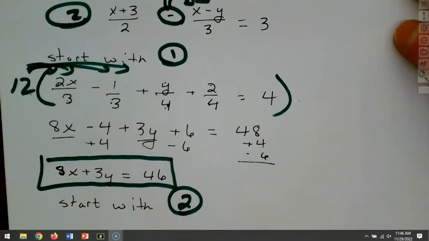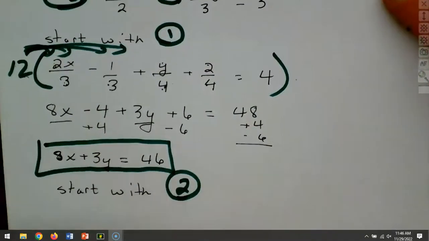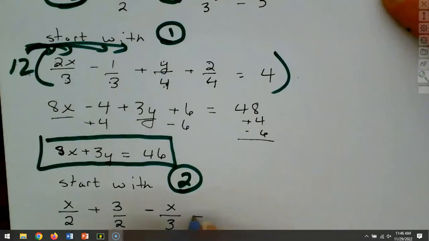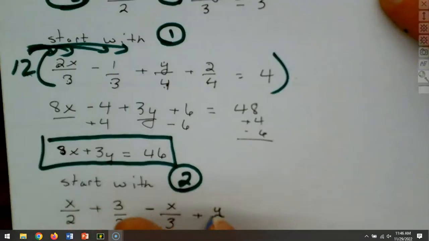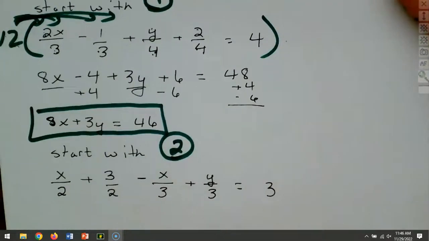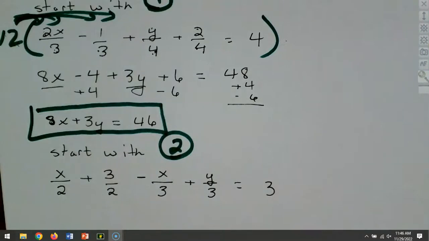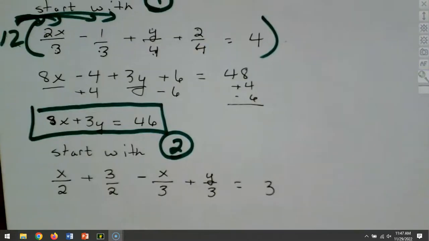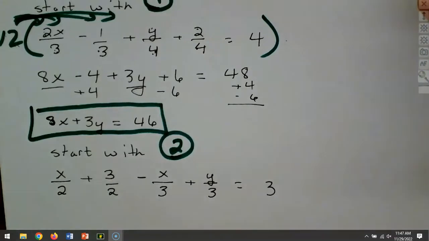So as an individual fraction again, that's going to be x over 2 plus 3 over 2. Now that minus gets distributed through, so that's minus x over 3. The double negative makes it a positive y over 3, and that equals 3. So we took everything and we split it up and we distributed that negative through. Very, very important that you distribute the negative through. Now, we need to clear our fractions, so what do we have to multiply all of this by? 6.